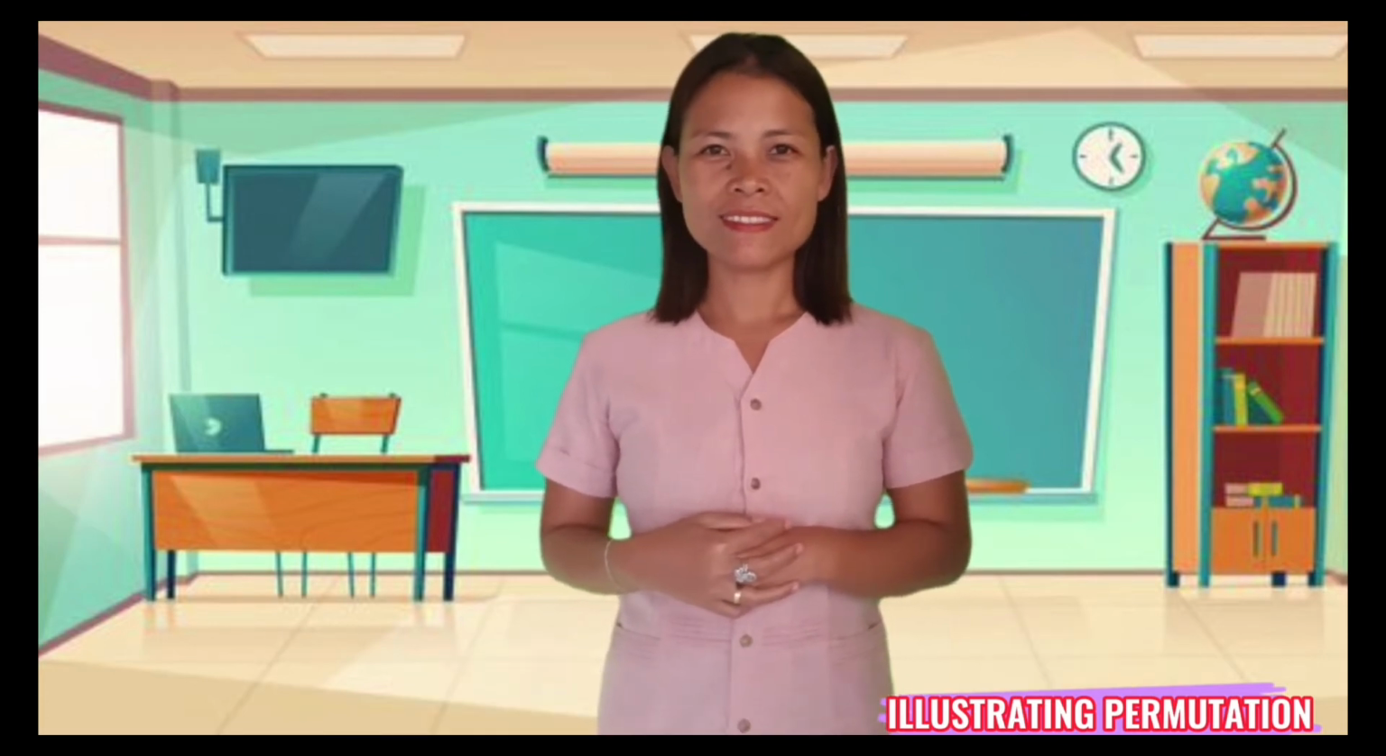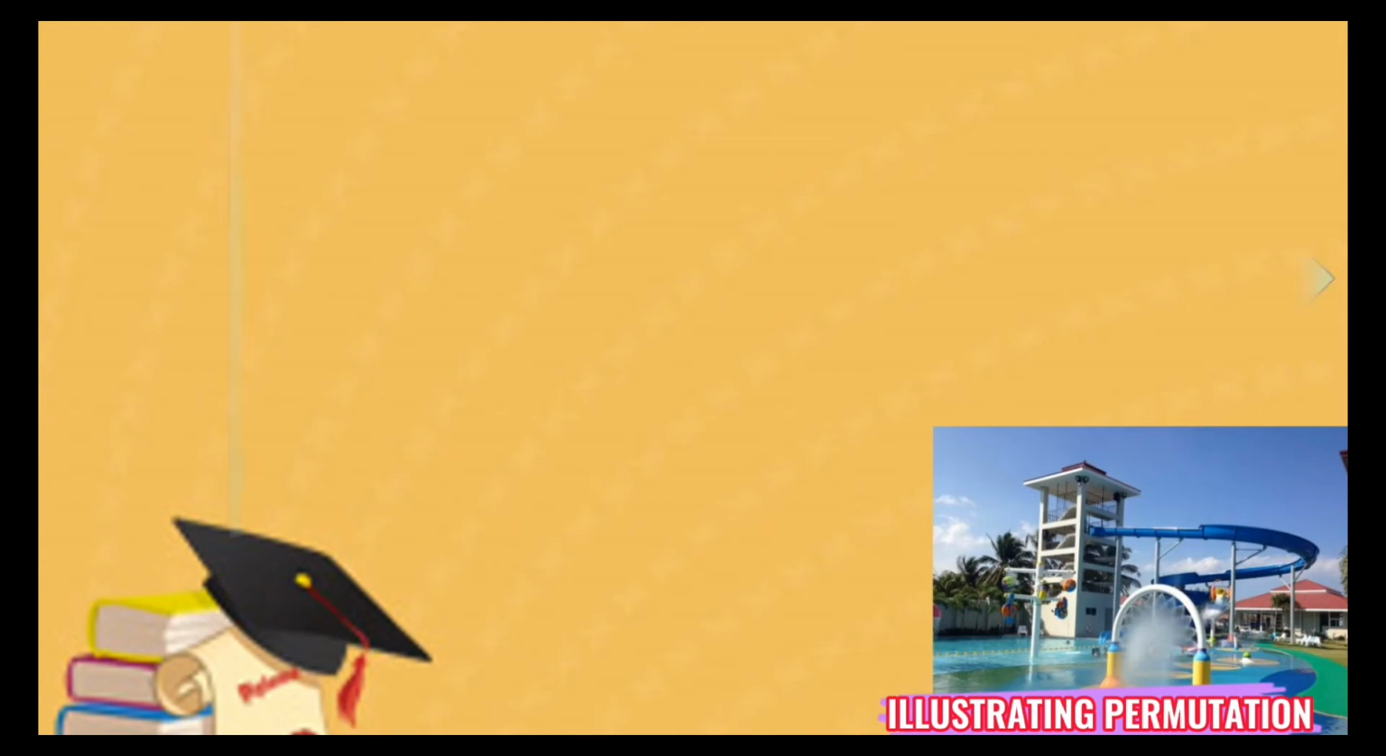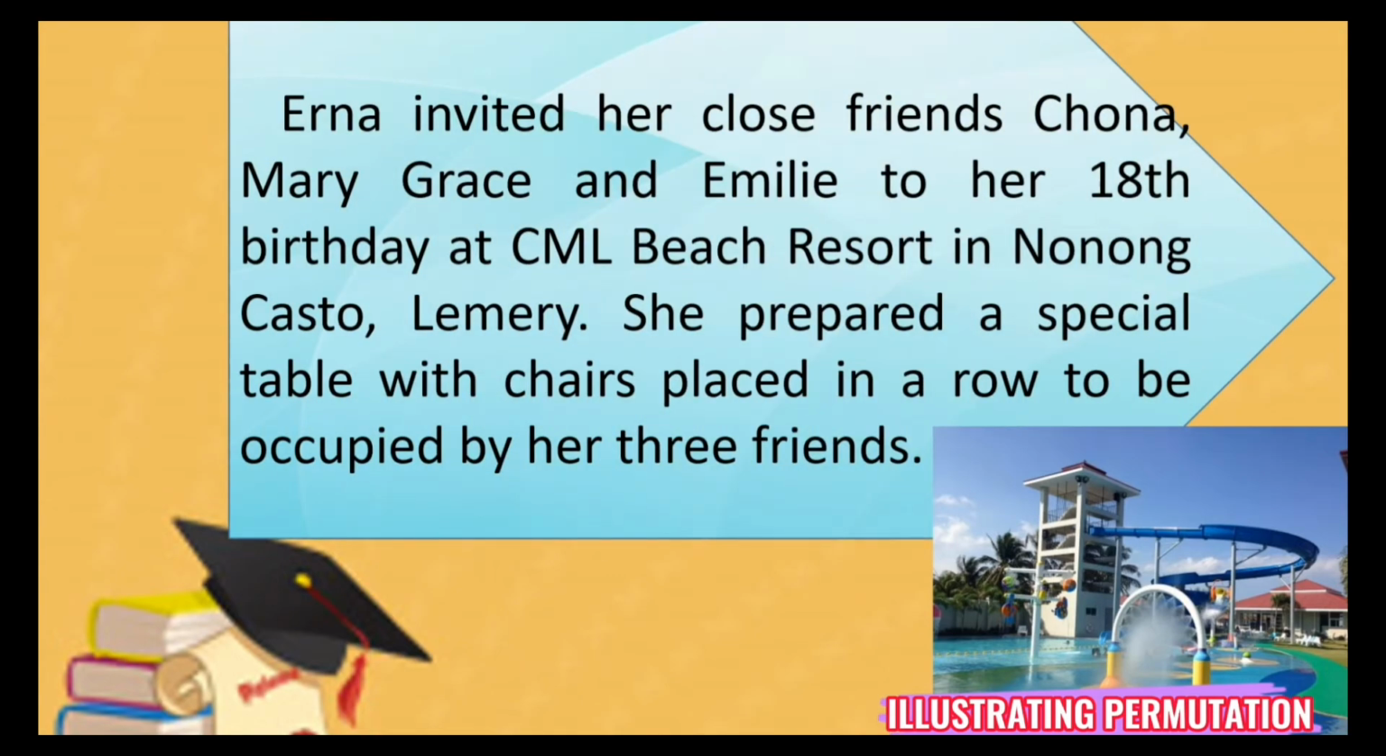Let us consider this situation. Erna invited her close friends Chona, Mary Grace, and Emily to her 18th birthday at CML Beach Resort in Nonong Castellamare. She prepared a special table with chairs placed in a row to be occupied by her 3 friends. Can you list down all possible seating arrangements?